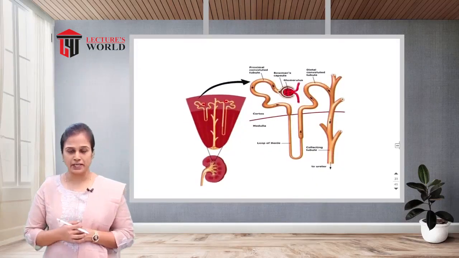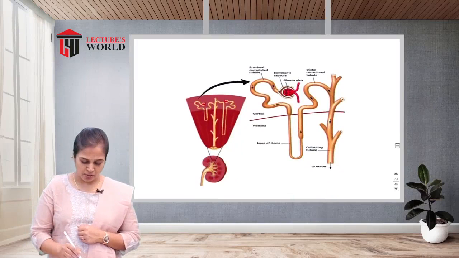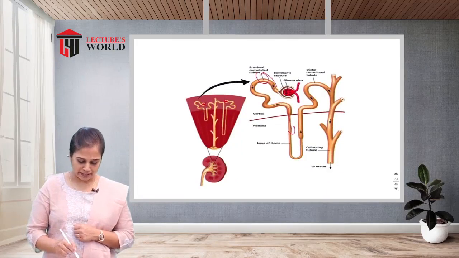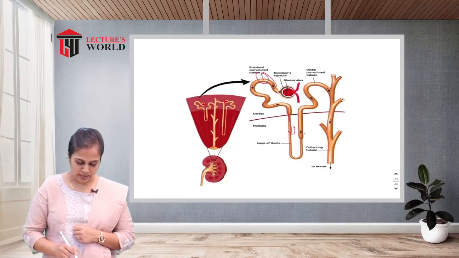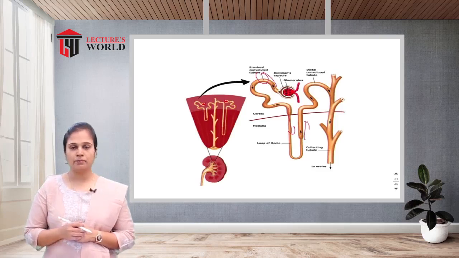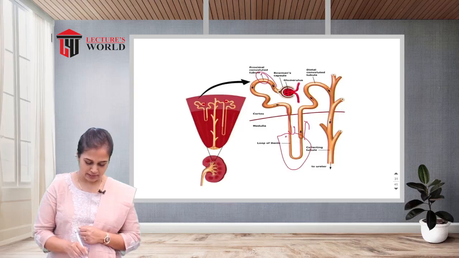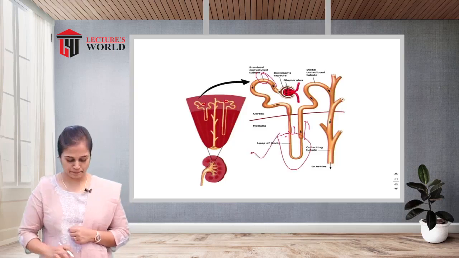You can see in the image, this is the proximal convoluted tubule. Then this is the descending limb of Henle, and this is the ascending limb of the loop of Henle, and this is considered the loop of Henle.